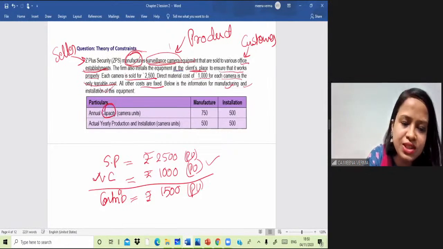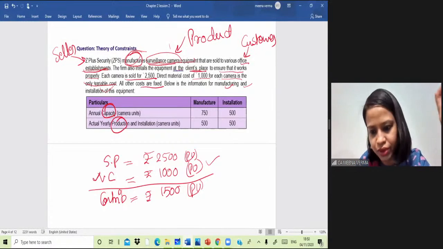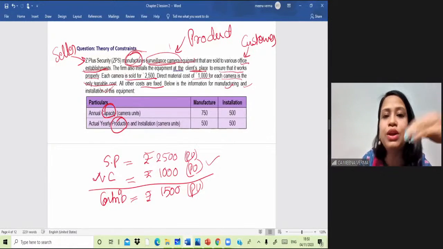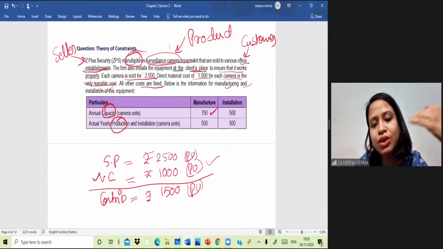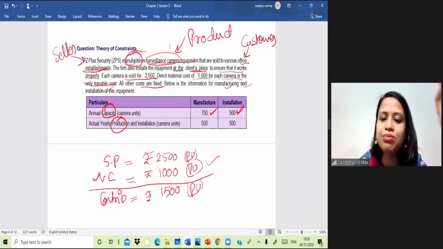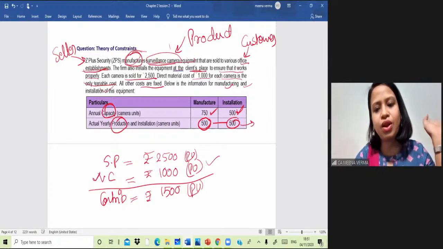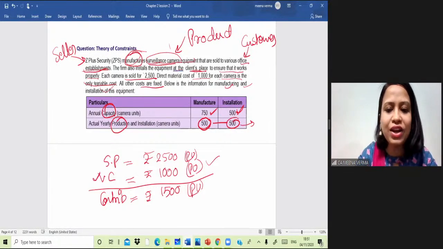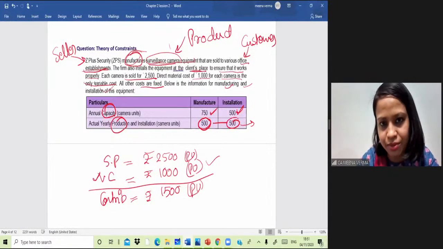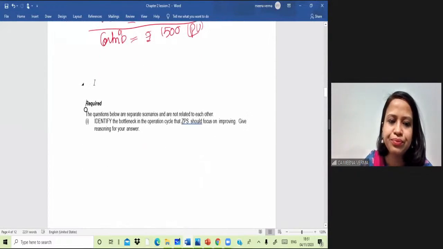Now see their capacity, and in the next line they are talking about the actual production. The capacity of the company to manufacture the camera is 750, while the installation capacity is just 500. And right now the company is manufacturing 500 cameras and installing these 500 cameras. While their capacity is higher, they have the option to increase the production also. Okay, now see.